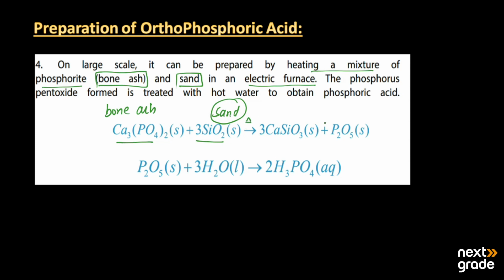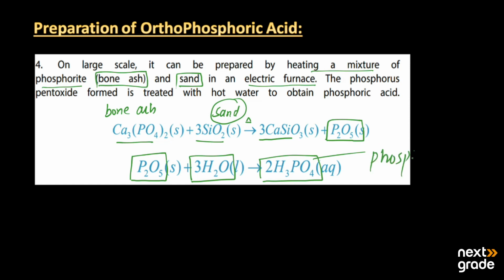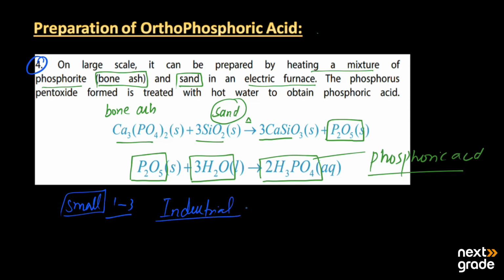While we heat it in an electric furnace, we gain two products. The first is calcium silicate, CaSiO3, along with phosphorus pentoxide. This phosphorus pentoxide, on reacting with water, produces the meta orthophosphoric acid. This is the phosphoric acid, and it can be prepared on a large scale by this method. For production on a small scale we learned the previous methods one to three, but the fourth will be used at the industrial level. It is a two-step method: in the first step we produce phosphorus pentoxide, and in the second step the phosphorus pentoxide reacts with water and produces phosphoric acid.